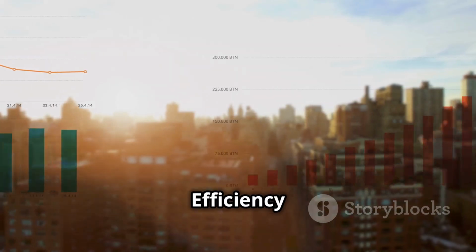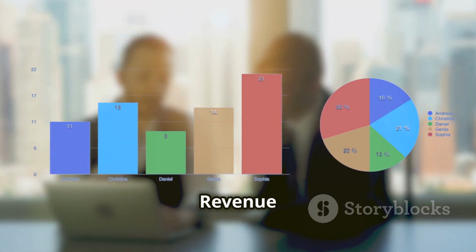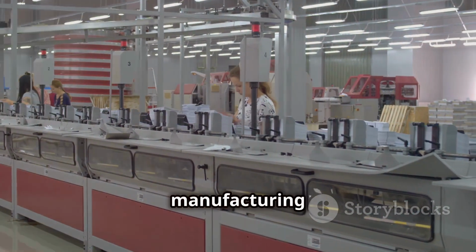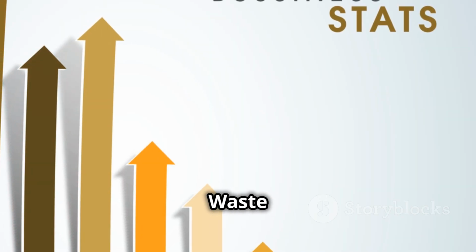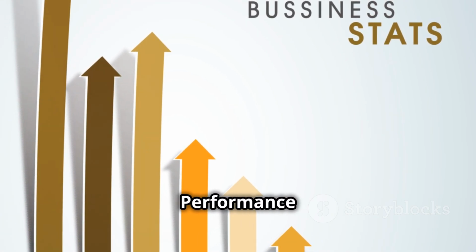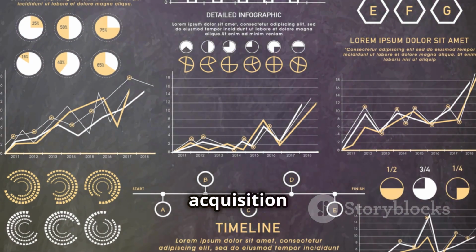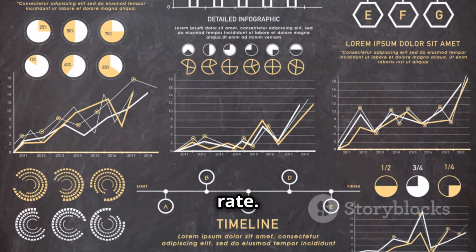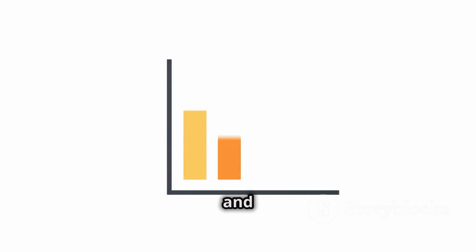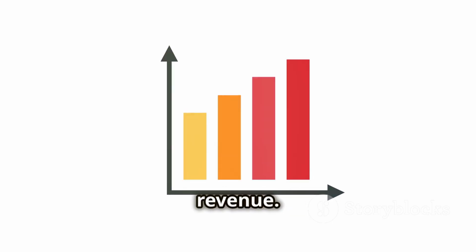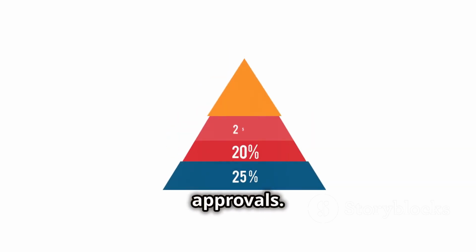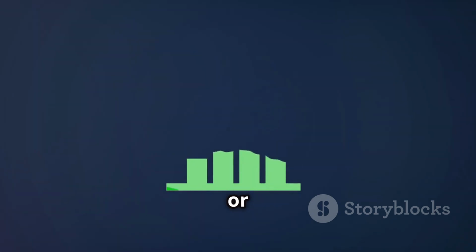Next, operational efficiency: productivity metrics such as revenue per employee, capacity utilization, cycle time for manufacturing or service delivery, and waste reduction or resource utilization rates. Then, market performance: market share, customer acquisition cost, customer retention rate, and brand equity measures. Moving on to innovation and growth: research and development spending as a percentage of revenue, new product introduction rate, patent filings or approvals, and revenue from new products or services.